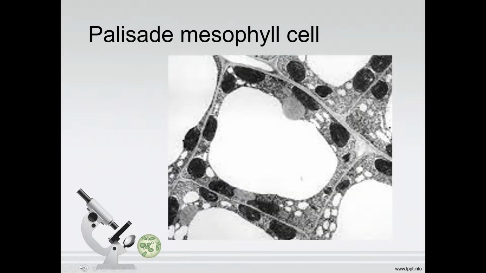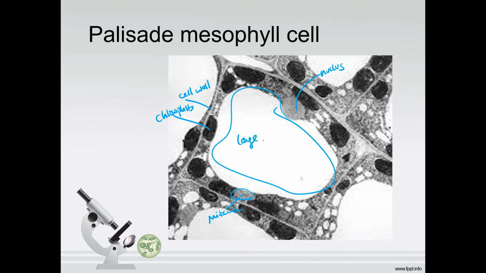Let's look at this Palisade mesophyll. This is IB's favorite plant cell. We've got cell wall and, of course, cell membrane just on the inside of it. We've got our chloroplasts. Looks like maybe the bottom little piece of nucleus here. Looks like maybe some tiny little mitochondria here. And this big space in the middle is the large central vacuole. And its job is to store water and minerals that are necessary for the plant to survive.